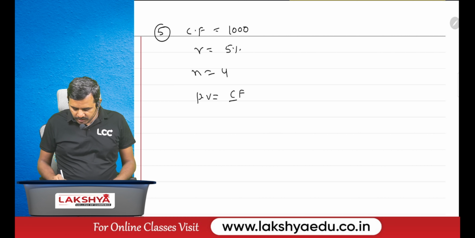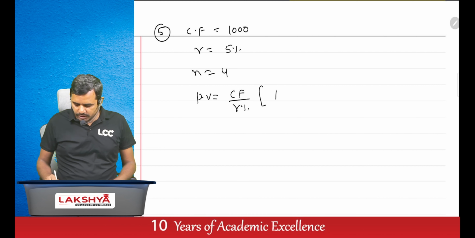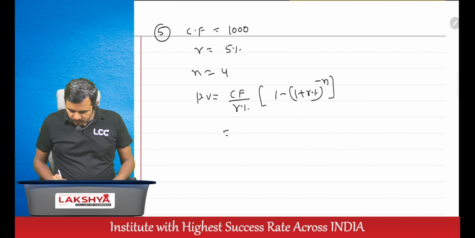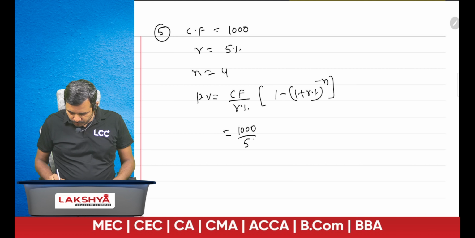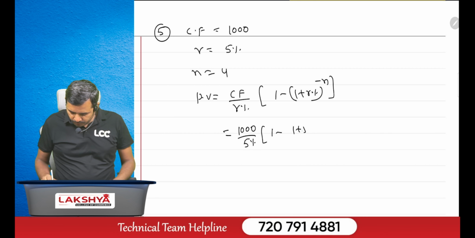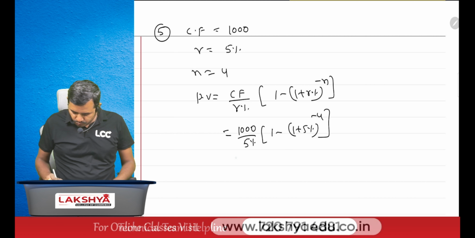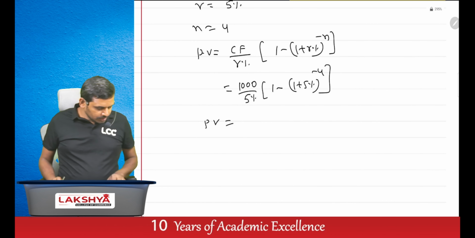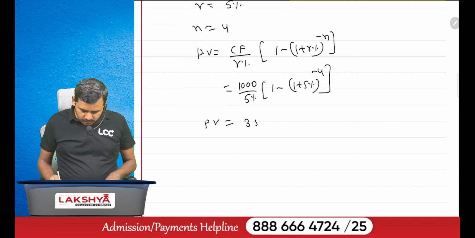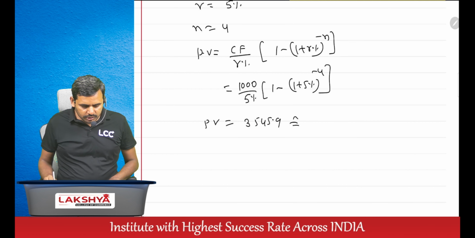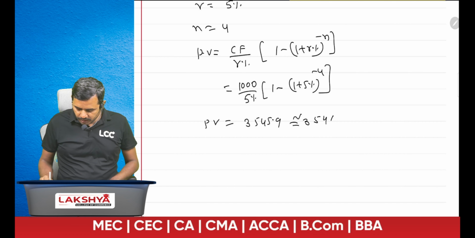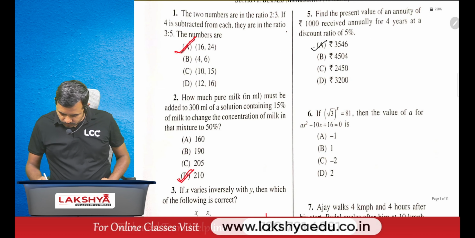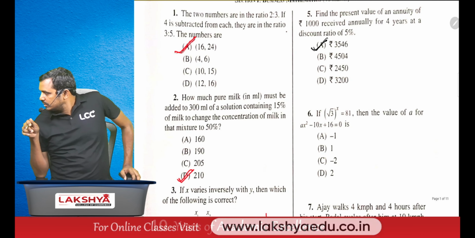As per this information, the formula is cash flow by r% into 1 minus (1 plus r%) to the power of minus n. So this is 1000 by 5% into 1 minus (1 plus 5%) to the power of minus 4. Simplifying this, we get the total net present value as 3545.9, approximately 3546. Hence the right answer is option A. The fifth question is option A.